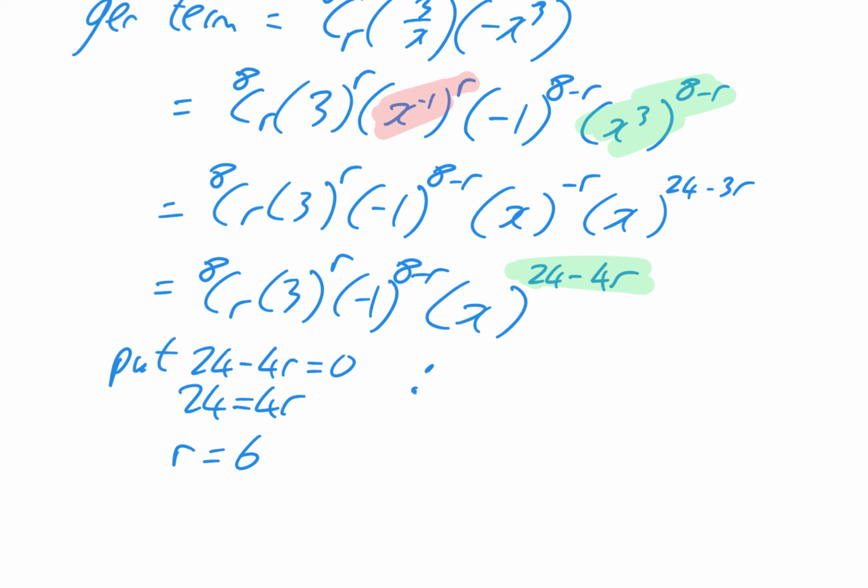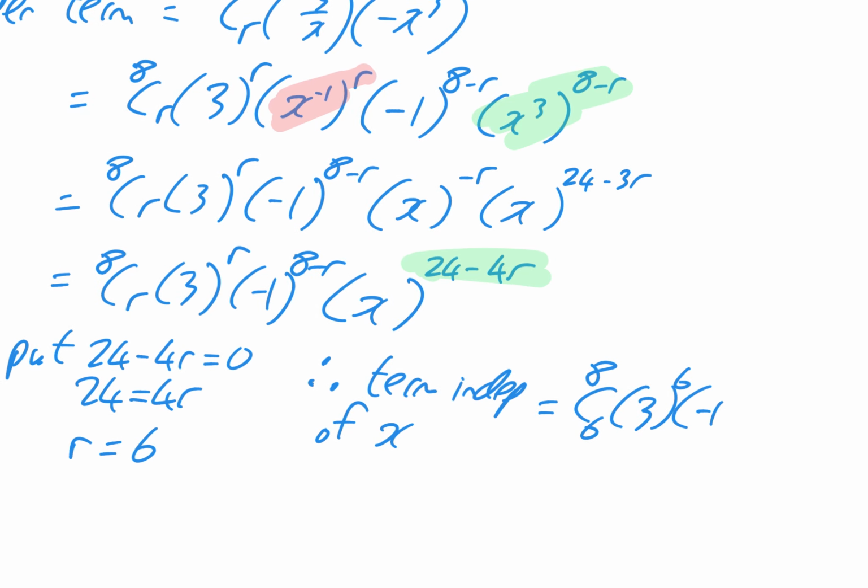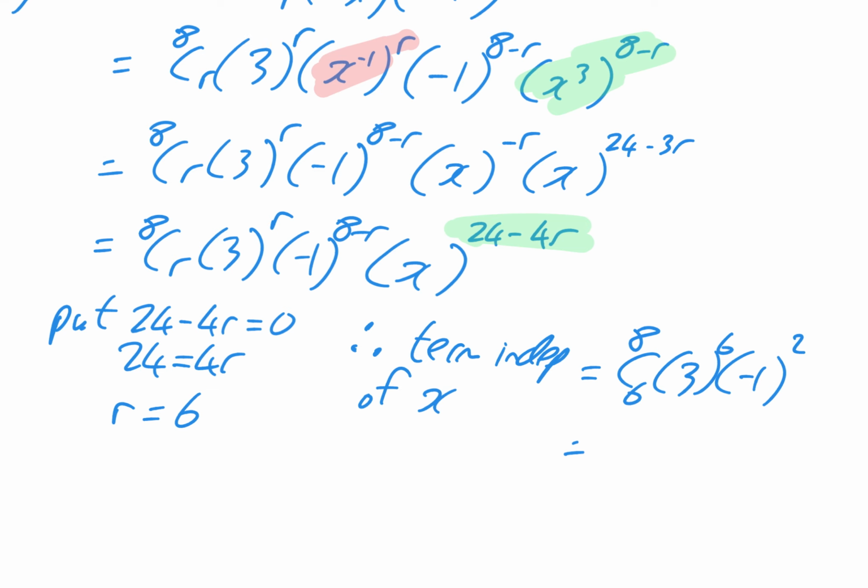So just say therefore, and this is our big finish, the term independent of x is equal to 8C6, 3 to the power of 6 times minus 1 to the power of 8 minus 6. 8 minus 6 would be 2. So if we just do that out, that is going to be equal to, doing this on my calculator, 8C6 times 3 to the power of 6 times, and then minus 1 squared. Minus 1 squared is just 1, and that works out to be 20,412. And that is us done.